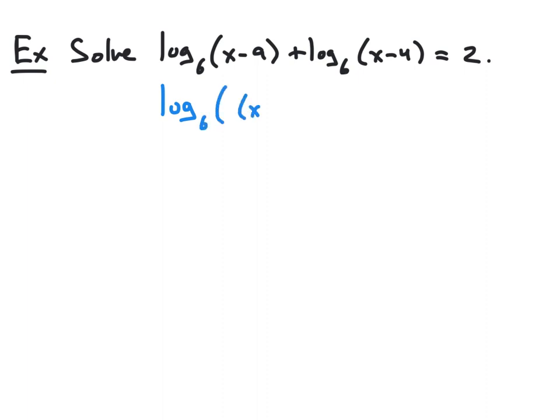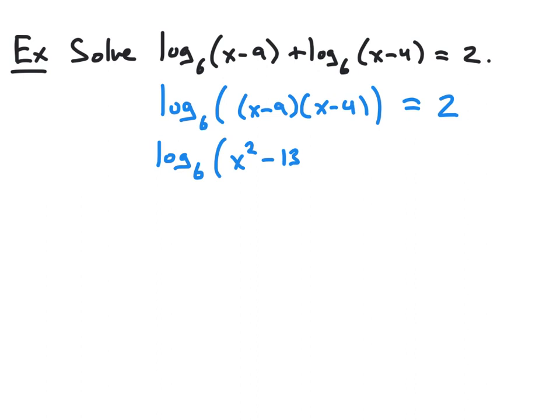So here we're going to have the log base 6 of (x minus 9) times (x minus 4), and that's going to equal 2. We're now going to work out the product inside the logarithm here, and (x minus 9) times (x minus 4) will be x squared minus 4x minus 9x, which is minus 13x, plus 36, 9 times 4. That, of course, will equal 2.